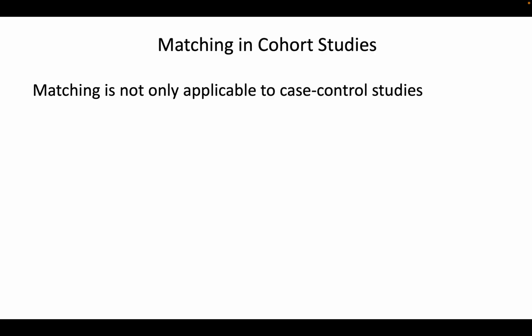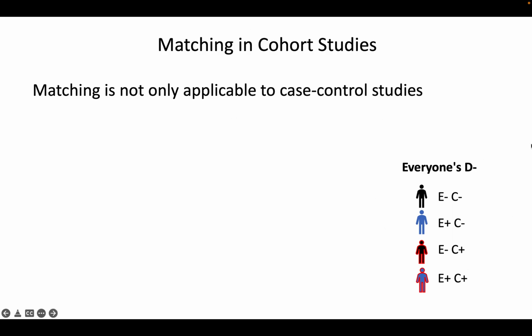Matching in cohort studies is something I'm going to talk about briefly. It's mostly a thing in case control studies, but it can also be done in cohort studies. So here, everyone is disease negative, but we have these combinations: exposure negative, confounder negative; exposure positive, confounder negative; exposure negative, confounder positive; and positive for both the exposure and confounder. So those are our 4 combinations of exposure and confounder.